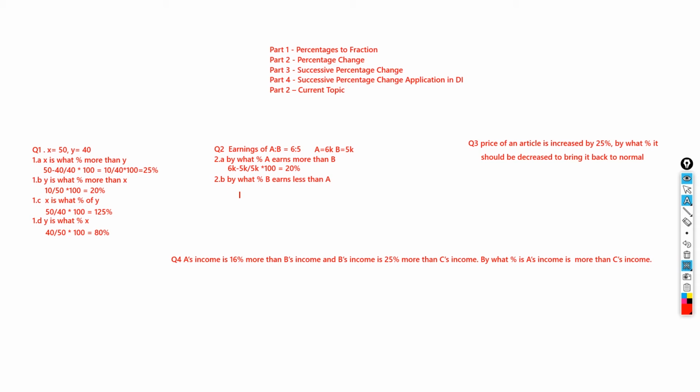Here also we have to take the difference, which will be nothing but 6k minus 5k, which will be k, divided by what? B earns less than A. So k divided by what do we have to put? Since we have to calculate less than A, it will be 6k. K by 6k is 1 by 6, and into 100 this is 16.66%.